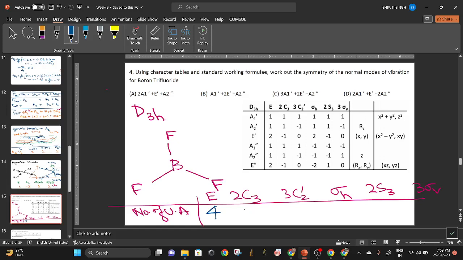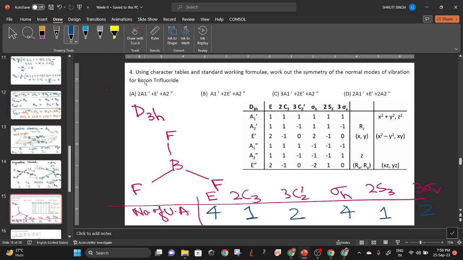Next, for C3, 1. For C2, 2. Sigma H, 4. Unshifted, yeah, 4. S3, 1. Very good. Sigma V, 2. So this is it.